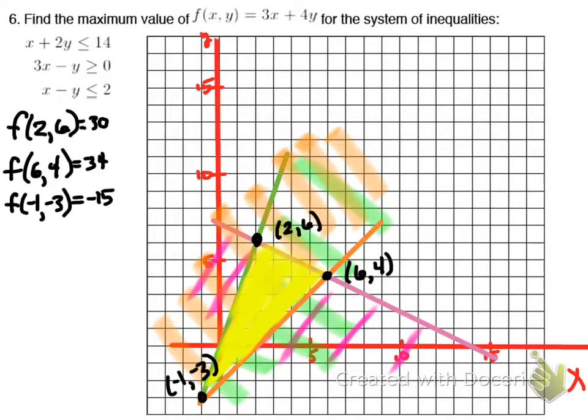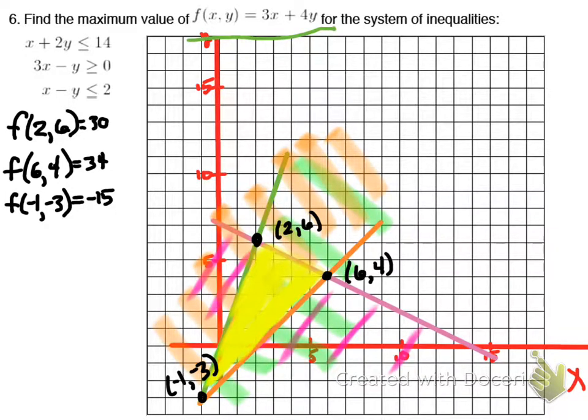Moving forward. This one I've already gone ahead and graphed. We are to find the maximum value of the objective function f of x, y is equal to 3x plus 4y for the system of inequalities which act as constraints. So I have graphed each of those and identified the commonly shaded region. From there, we go ahead and identify the vertices of that commonly shaded region, which are at 2, 6, 6, 4, and -1, -3. And I plug each of those values into my objective function up here at the top. I plug each of them into this.